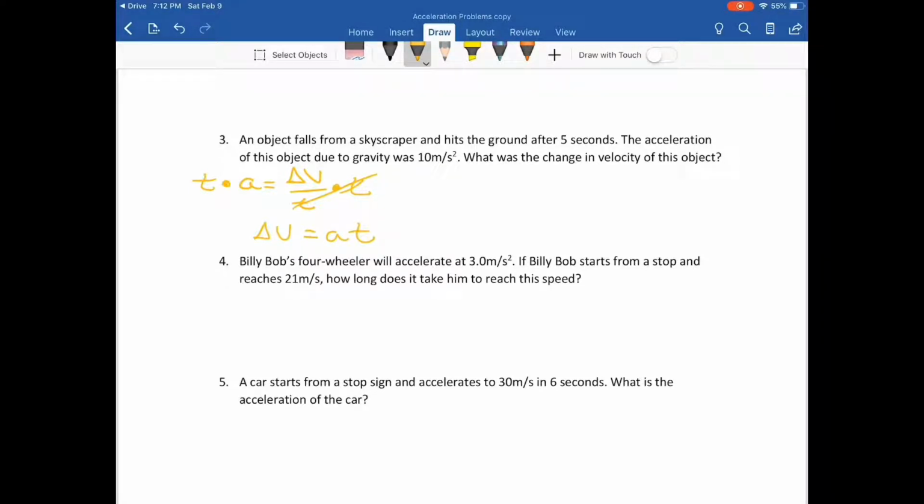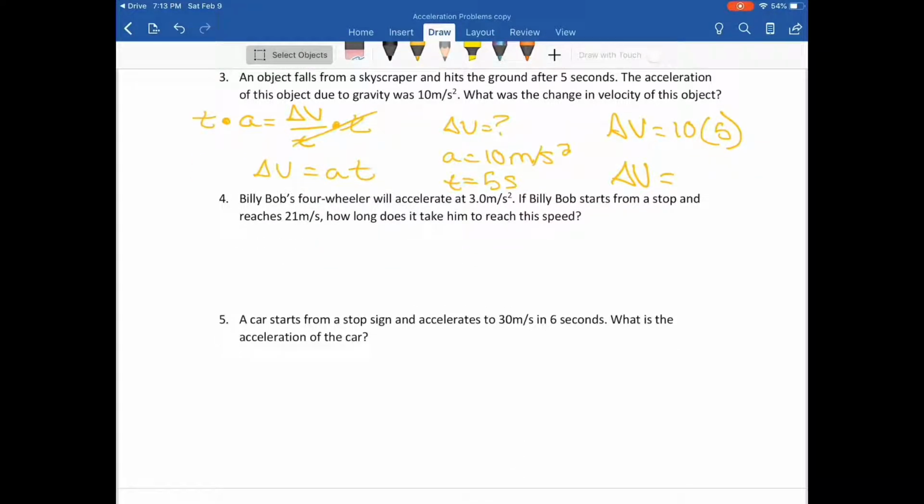Alright, so now let's figure this out. We're looking for delta V. We know our acceleration was 10 meters per second squared, and our time was 5 seconds. So if you set that up in the equation, it's going to look like this. So that's what it should look like. All you have to do for this problem now is figure out the answer.